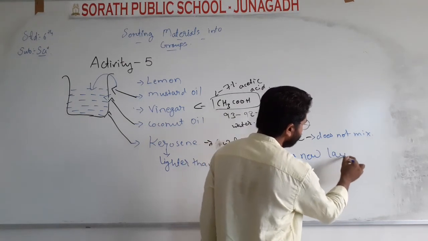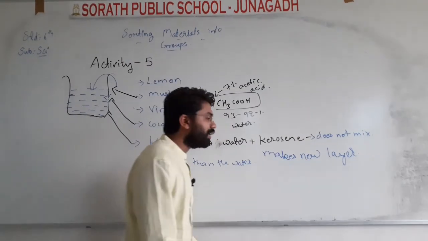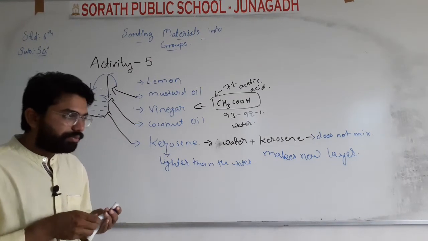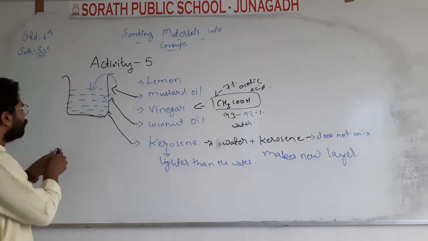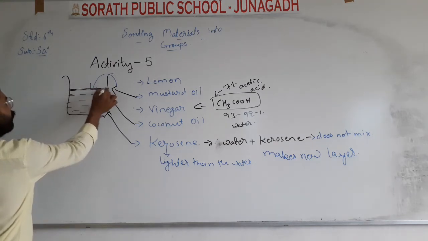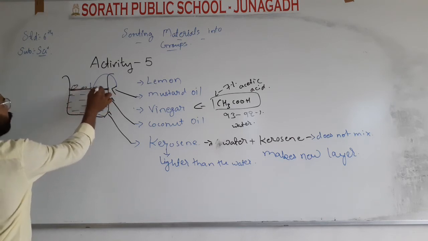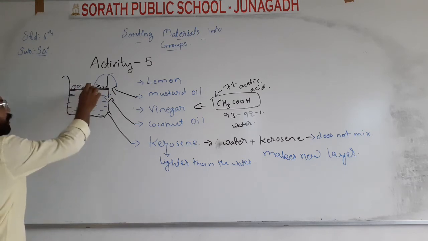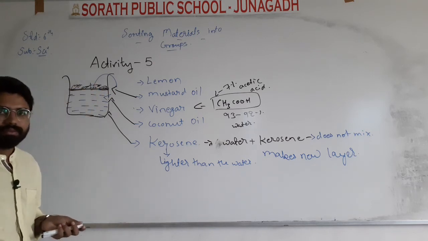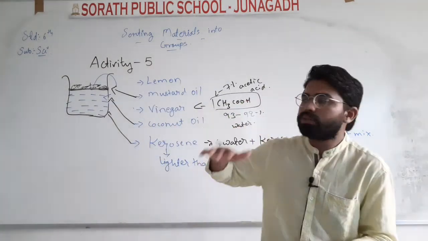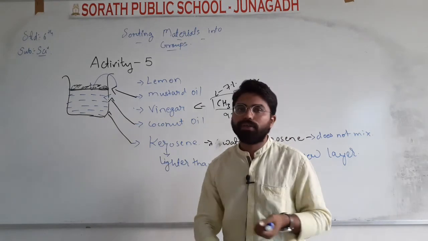Okay, it makes a new layer that you can identify. From here you will see a layer of kerosene and water. You will find a thick layer of kerosene. Here it is, our kerosene. So you will find a layer between the water and the kerosene, meaning you will see the separation of the water and the kerosene that we are performing in the beaker.